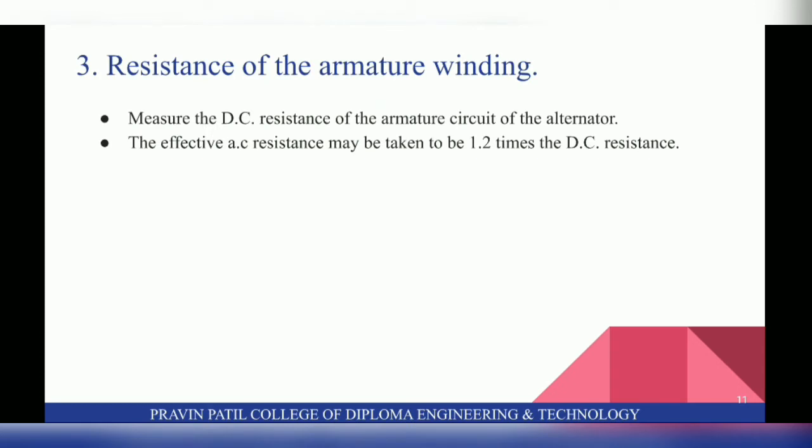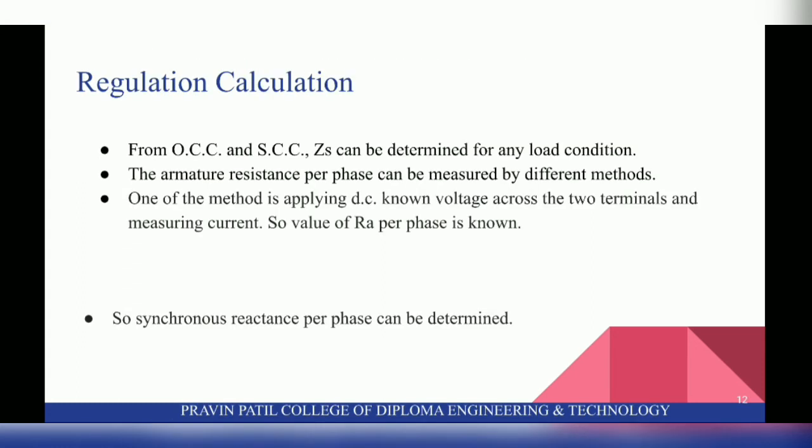Third is the resistance of the armature winding. Measure the DC resistance of the armature circuit of the alternator. The effective AC resistance may be taken to be 1.2 times the DC resistance.